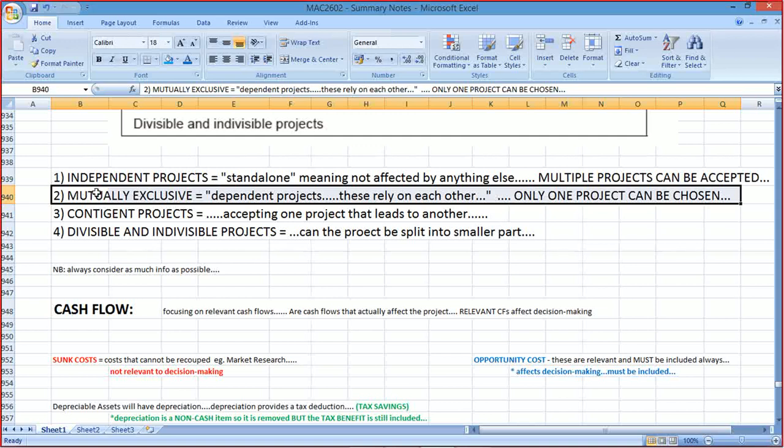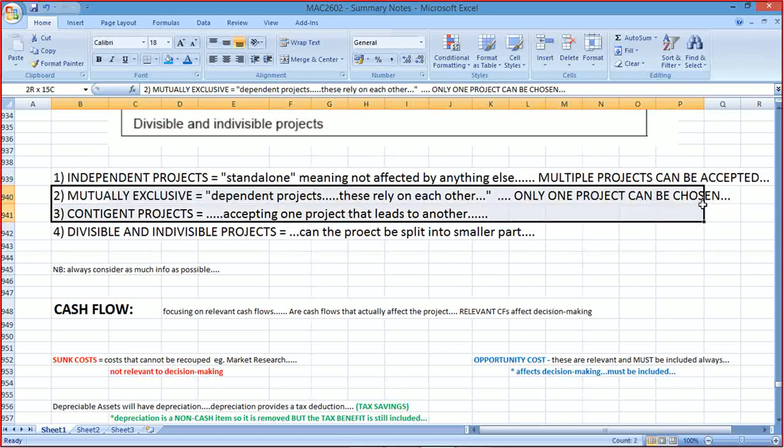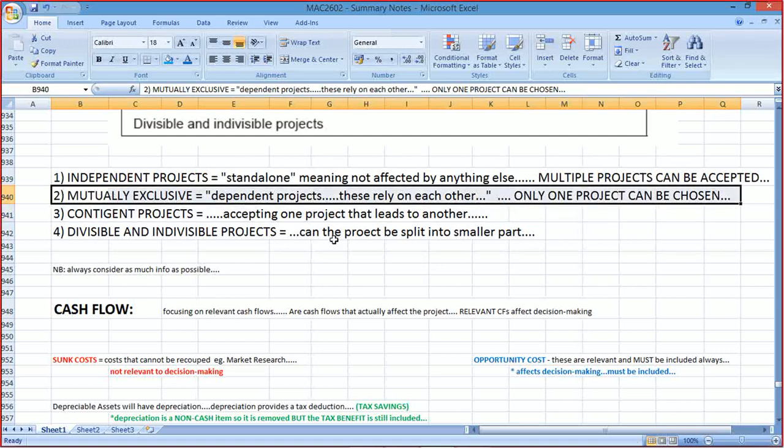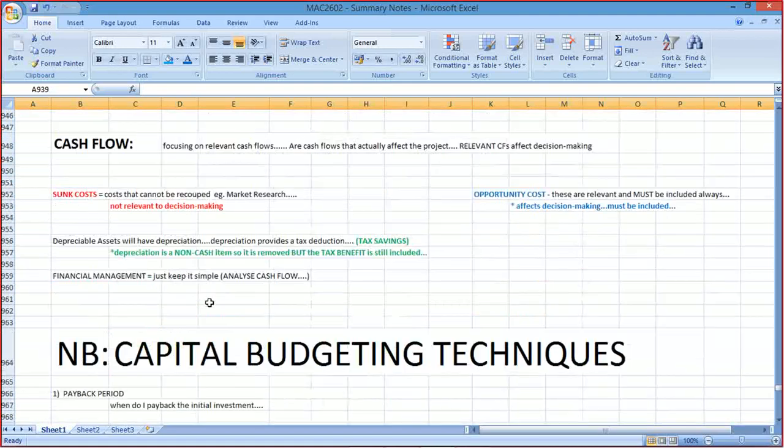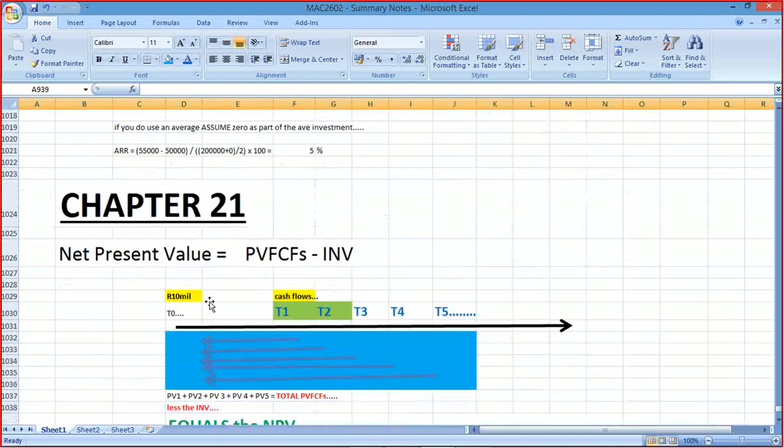If I choose project A, project B falls away. If I choose project B, project A falls away. That's mutually exclusive. Only one can be chosen. Independent, I can choose more than one. So I can choose project A and I can choose project B. Got that? Okay.